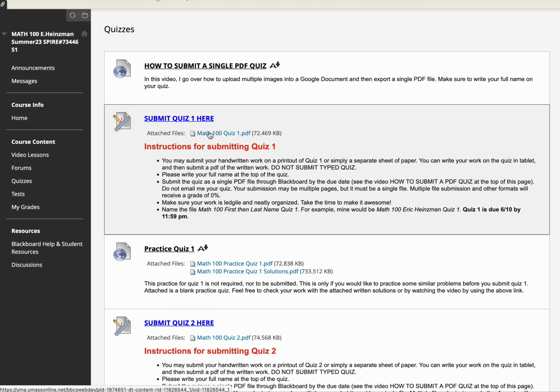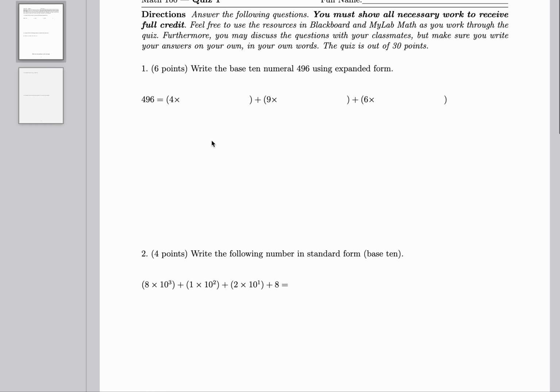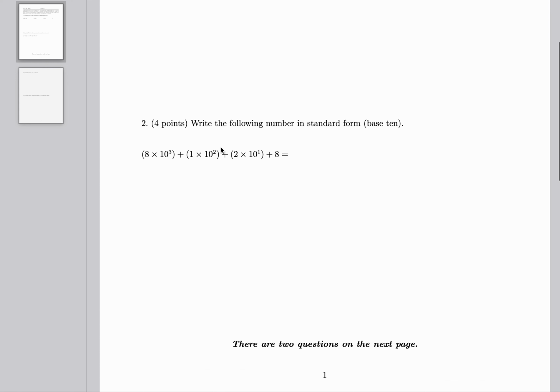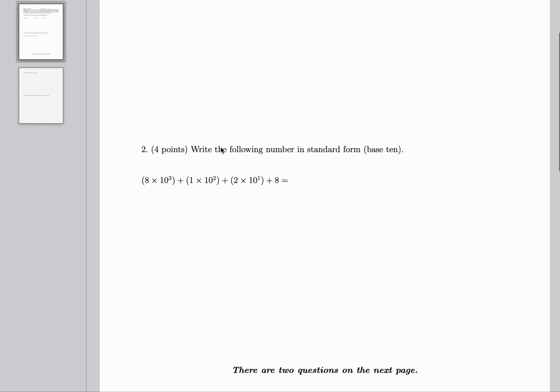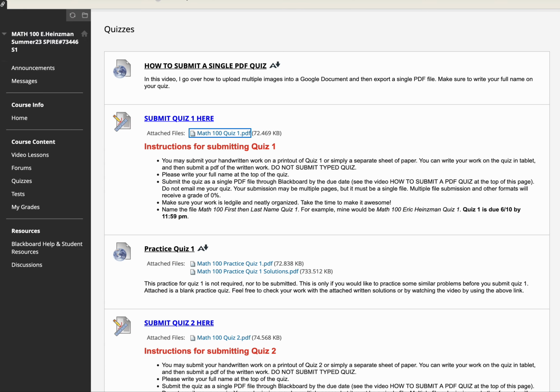Essentially what you do is you can download this quiz. So here's the quiz. You can either write your work on a separate sheet of paper or print this out and write your work on this quiz, take a photo, and then upload a PDF of that into the quizzes. So if I go back to Blackboard, after you have actually completed the quiz, create a PDF document that's a single document, labeling it as this. For example, Math 100, your first and last name, then quiz 1.